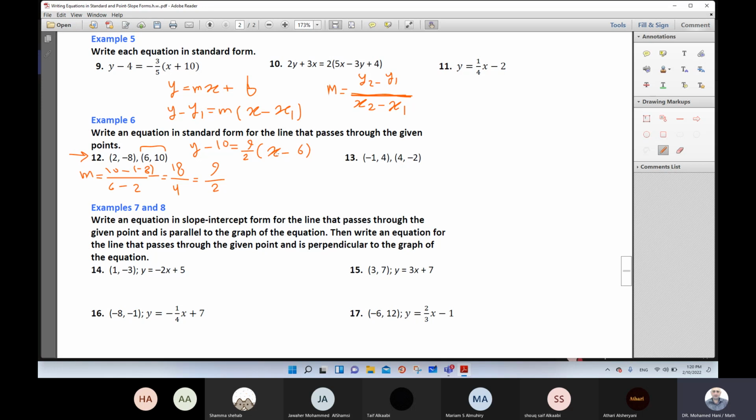Then we want to change the equation from this form to the standard form. So we want to remove negative 10 from this side, so we add the inverse, plus 10, here and plus 10 here. Negative 10 plus 10 will be 0, and y remains here. Equal, and we can use the distributive property here. 9 over 2 times x will be 9 over 2 x. Then 9 over 2 times negative 6 will be negative 27, plus 10. So add the like terms: y equals 9 over 2 x minus 17.